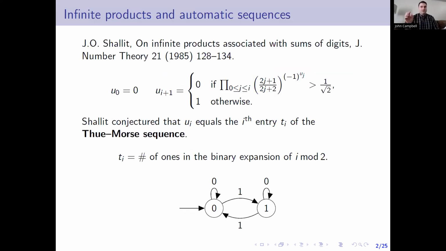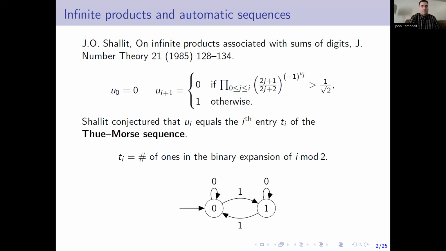Okay, so I want to proceed by going over some introductory material concerning how automatic sequences relate to the evaluation of infinite products. In this regard, a notable research contribution concerning automatic sequences and infinite products is due to Jeffrey Shallot, and introduced a conjectural recursion for defining the 2A Morse sequence in terms of the partial products associated with an infinite product that admits a closed form evaluation.